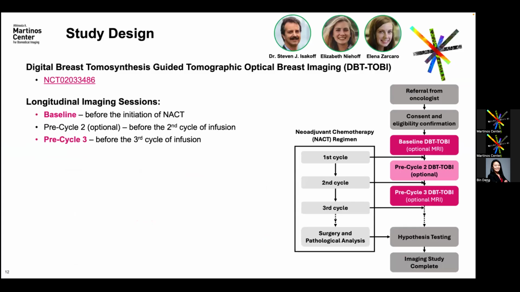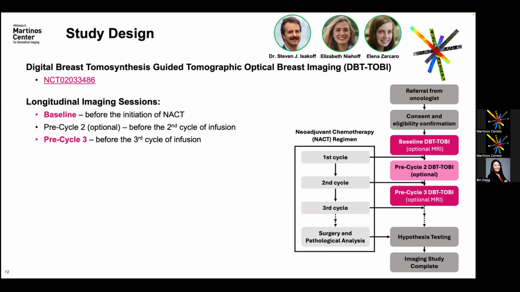So we conduct this clinical study, a pilot study with a cancer center led by Dr. Steven Isikoff. We recruit patients for a baseline scan before they start the neoadjuvant chemotherapy. And then we invite them back for a longitudinal pre-cycle 3 scan before they initiate the 3rd cycle of infusion.